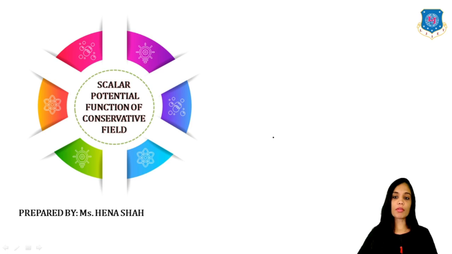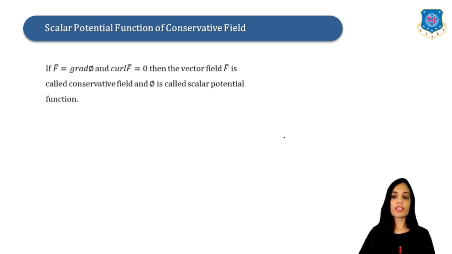Topic: scalar potential function of a conservative field. So let us start with the definition. If f bar is equal to gradient of phi and curl of f bar is equal to 0, then the vector field f bar is called a conservative field. So whenever we want to check whether the field is conservative or not, we will check whether curl is 0 or not. And phi is called the scalar potential function.